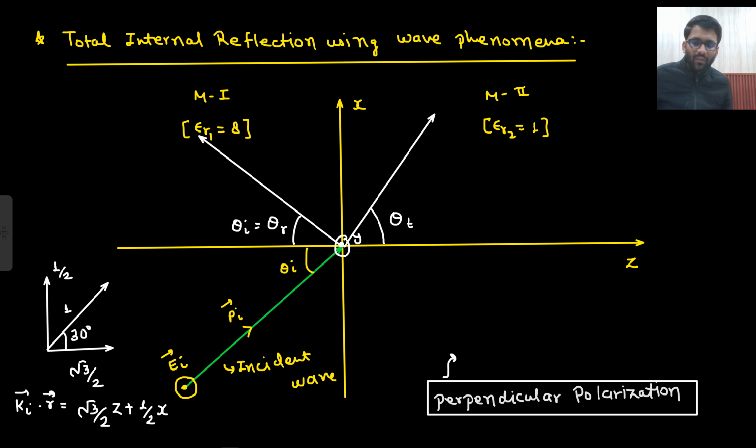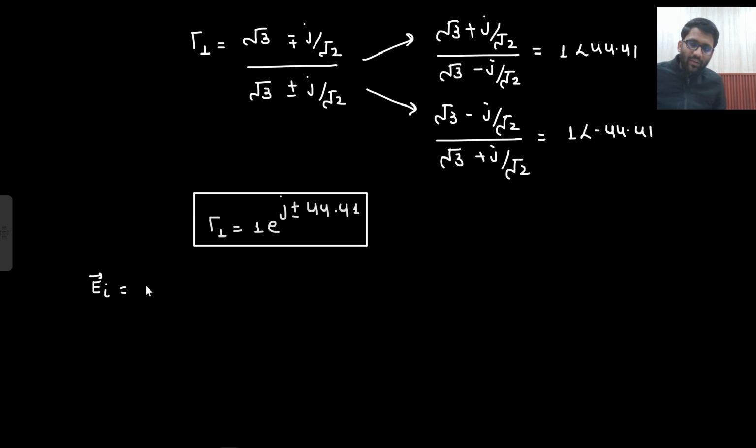Now I can write down my wave equation. So what will be my wave equation? Electric field is in the y direction, so e to the power minus j, where the wave is going in root 3 by 2 z plus 1 by 2 x, and the electric field is in the y direction. Can you write down the reflected electric field now? Certainly I can write it down.